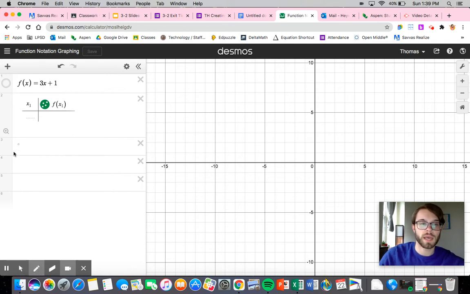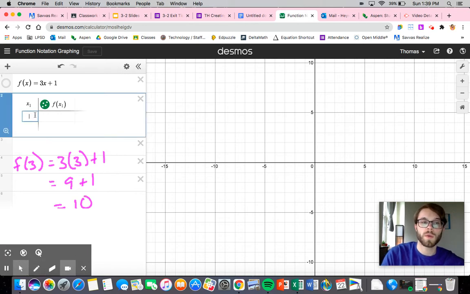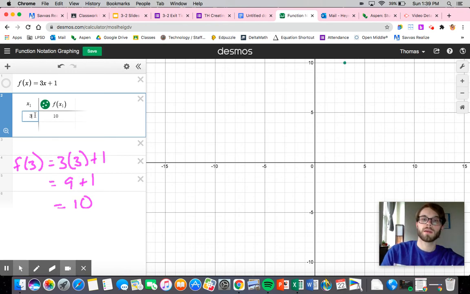If I wanted to plot f of 3, I'm going to do 3 times 3 plus 1. That would be 3 times 3 is 9, plus 1, and that is equal to 10. So what would happen if I plugged in my value of 3? The point 10. See how it immediately plotted it?